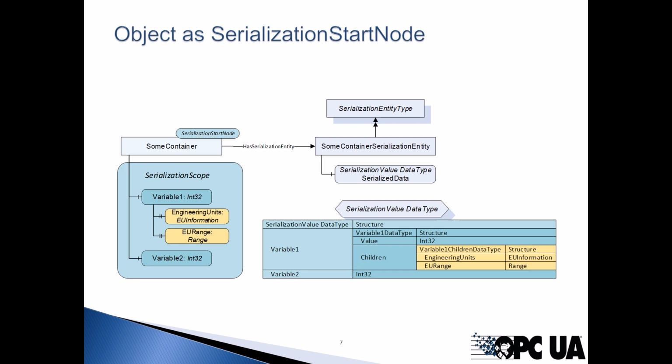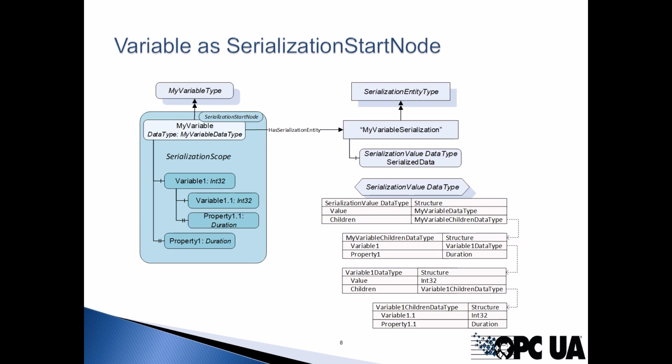The serialization value data type structure is generated by the server for a serialization scope with a variable having other variables as components, and one of these variables also has variables as components. The descent into the depths of the subtree originating from the serialization start node causes the serialization value data type to exhibit nested substructures mapping the corresponding part of the subtree, as shown before. On top level, the value of my variable is mapped into the value field, whereas the components of my variable are mapped into the my variable children data type children field.